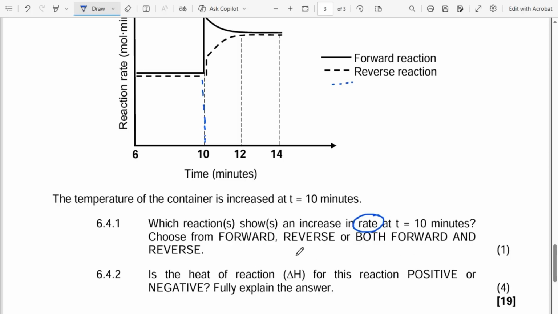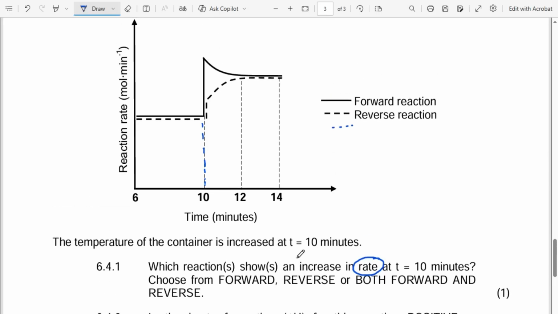Guys, remember that when you increase the temperature, which one will be affected? If you look at this point, we increase the temperature. And if you still remember, in our previous lessons on the other channel, we talked about how an increase in temperature will affect both the forward and the reverse reaction. As you can see from the graph, both of them shift. This one shifts to this point, then this one shifts to that point. So both of them shift.